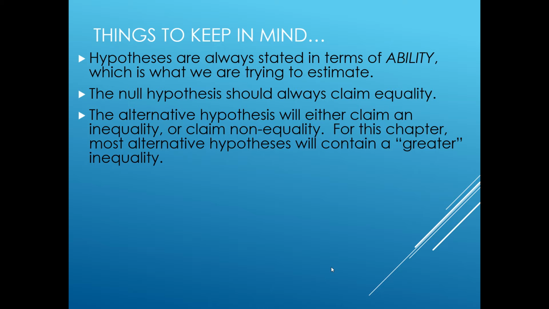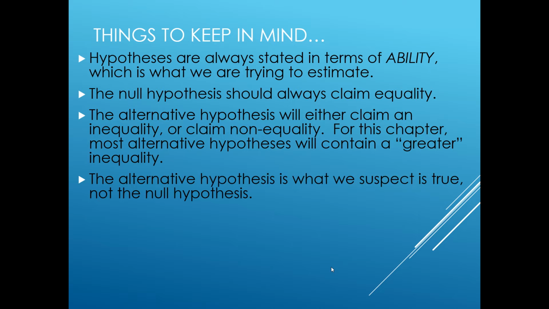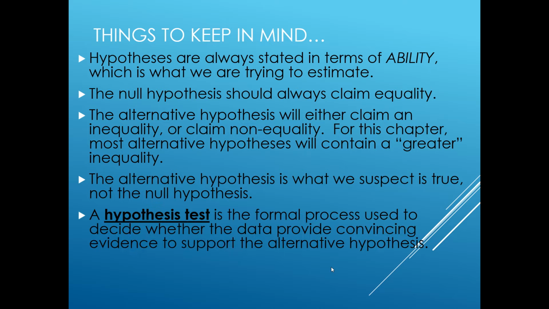Your alternative hypothesis, that's where you claim that there is that inequality or non-equality. So for the most part, it will be greater, but there are times when it is less than. So you have to keep that in mind. Null is always the same. Alternative is always greater or less than. And so that alternative hypothesis, that's really where we put what we suspect is true, what we hope is true, what we hope we can show.